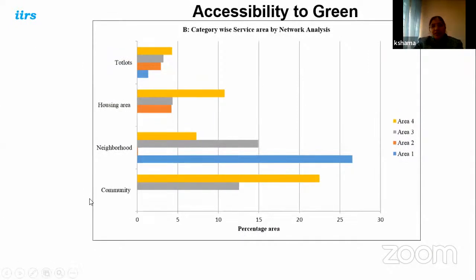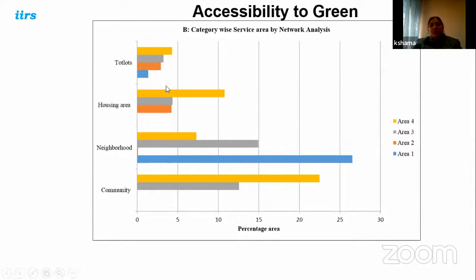Now this one case study shows how we can study the accessibility to green. Accessibility to green means how much time you take to reach your green area or park area. We have seen that people generally like to walk to access the park, and if they are within 10 to 15 minutes of walking distance, then they use the park regularly. Otherwise they tend to skip and don't use it regularly.